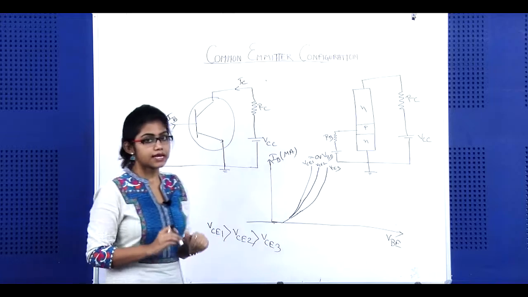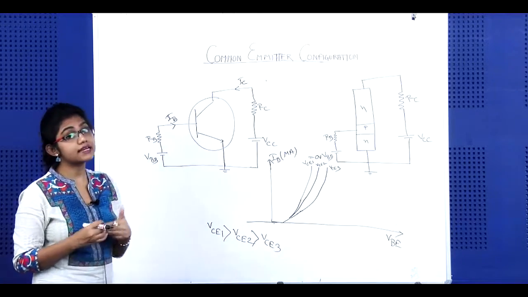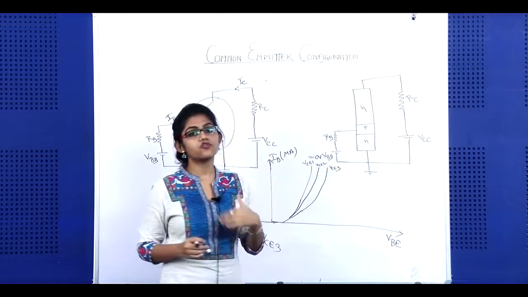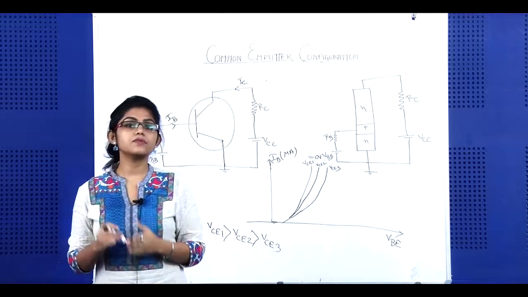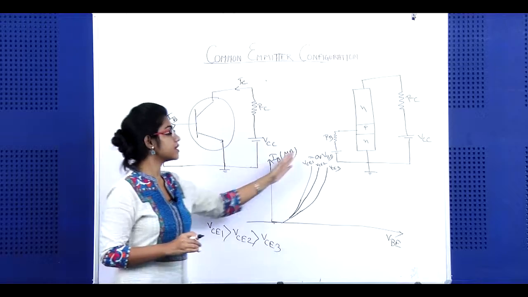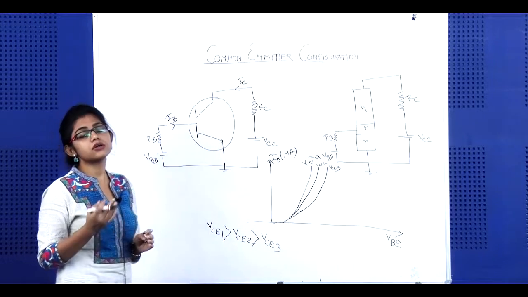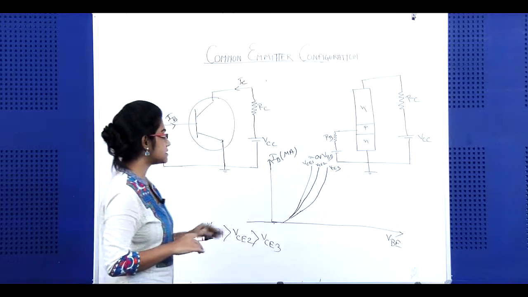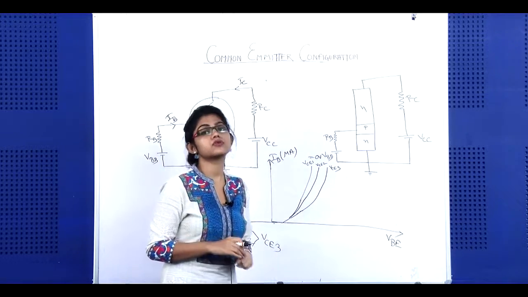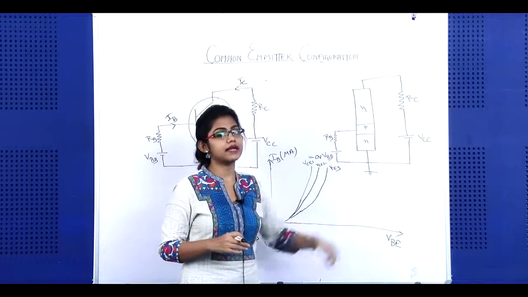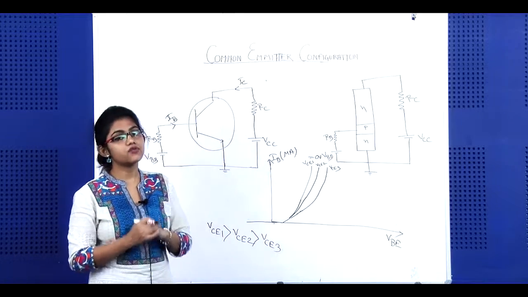Now, if we increase the common emitter voltage from 0 to say 4, 5 like this, what will be the effect on the input base current IB? Will it increase or decrease? The answer is that the IB current will decrease. Now, the question is why. If we increase the VCE voltage, then why will the base current decrease?